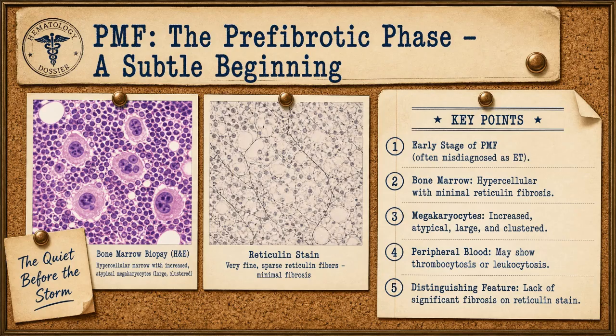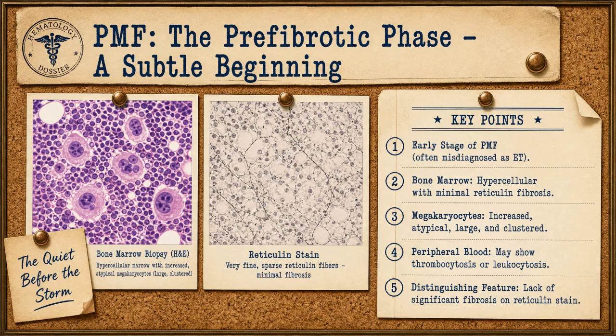What you will see prominently are the megakaryocytes. They are increased in number, often appearing atypical, large, and frequently clustered. Sound familiar? This is why it can be confused with ET, as these megakaryocytic features are shared. However, in prefibrotic PMF, the megakaryocytes often have more bizarre and pleomorphic nuclei compared to ET, and their clustering can be more pronounced. Granulocytes are also typically increased, and you might see some immature forms, contributing to a mild leukocytosis. The bone marrow is trying to compensate, but the underlying dysregulation is already at play.